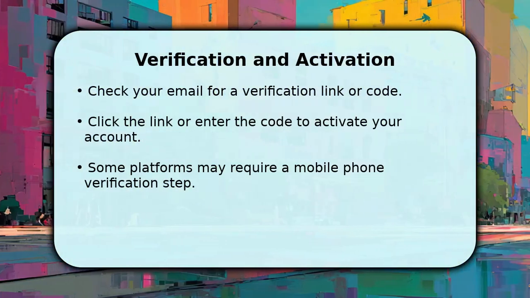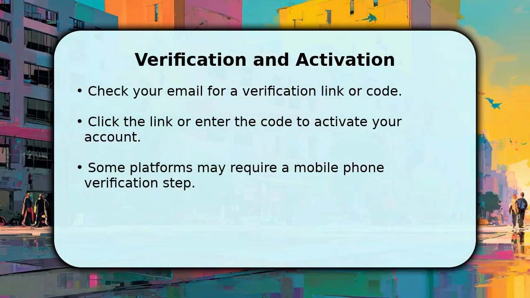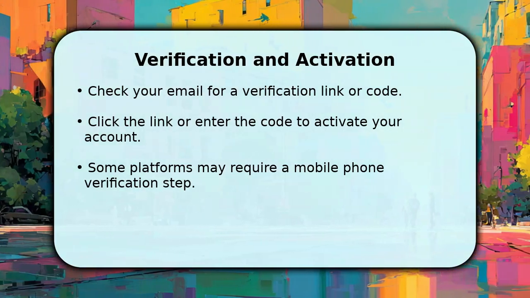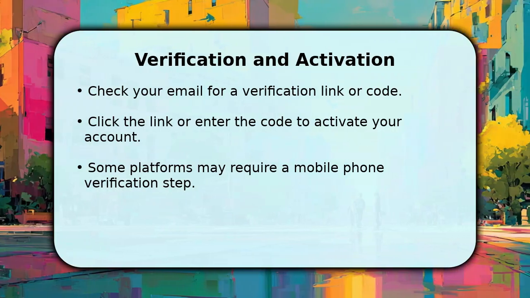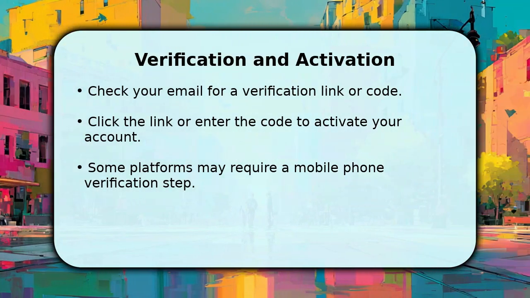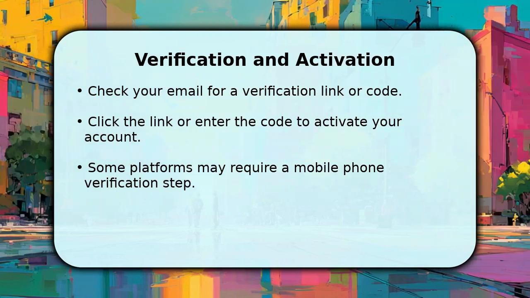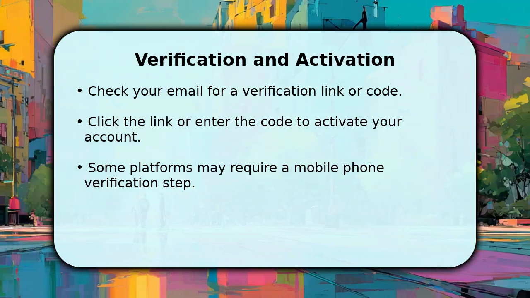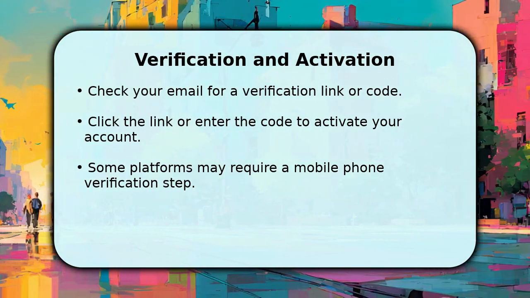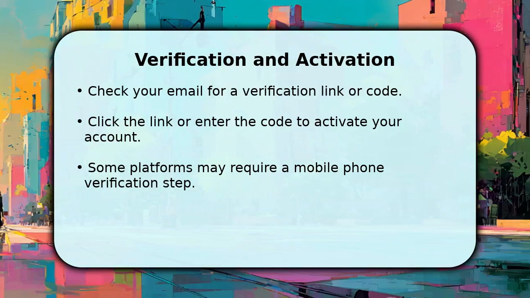After submitting your form, a verification email will be sent to the address you provided. Open this email and click the activation link within the specified timeframe, usually within 24 hours, to confirm your account. Some services might also send a 6-digit code to your mobile phone for an additional layer of security. Completing this step fully activates your new account.